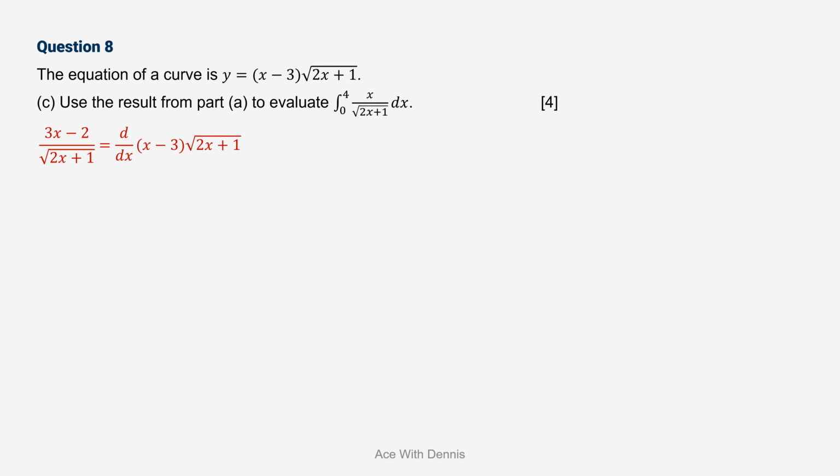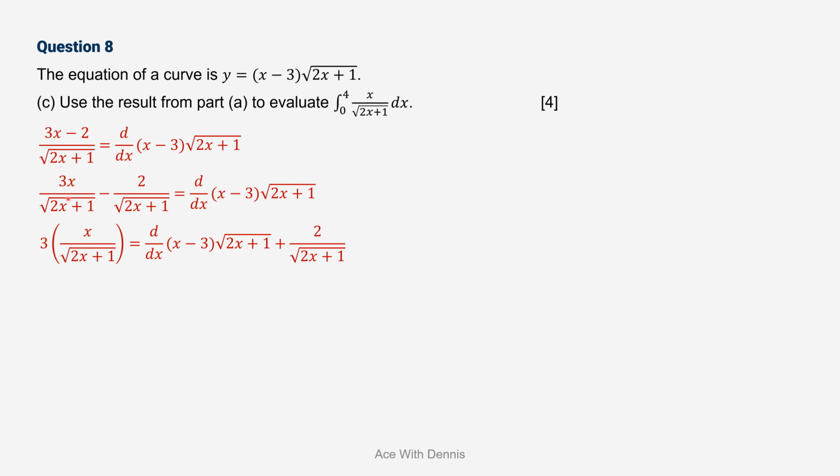So from this fraction, we can break it into two fractions, which is 3x over the square root of 2x plus 1 minus 2 over the square root of 2x plus 1. Why do I want to do this? Because, as we can see, this is the part that we want to integrate. So we have this part, x over the square root of 2x plus 1.